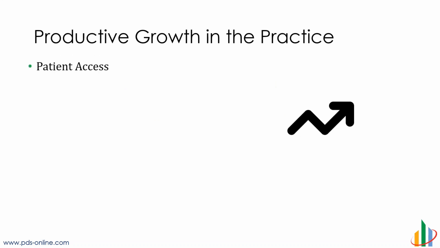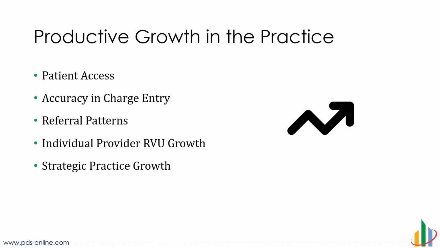So, Scott, let's dig into the first strategy you talked about, and that's seeing more patients. How do we translate that into productive growth for the practice? Well, seeing more patients really starts with the patient access process, scheduling, provider template utilization, things like that, making sure that we're as efficient as we can be so that we're getting as many patients through the door as possible. Individually, we can look at referral patterns for our specialists.